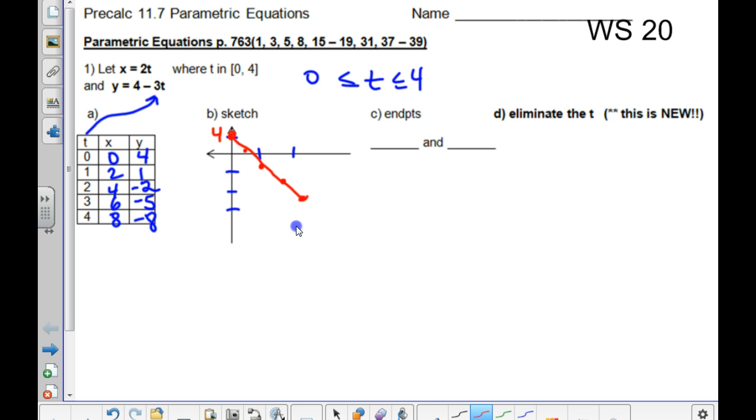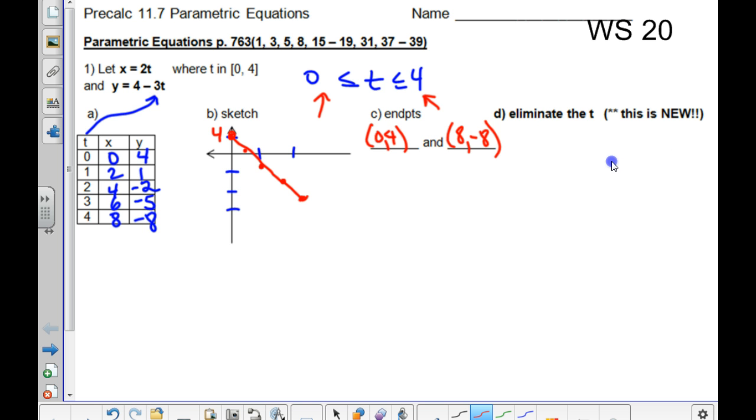All right, so you've all done this before, chapter 3. The endpoints were where? When you put in t equals 0 and you put in 4, we ended up with 0, 4 at one end and 8, negative 8 at the other end. And the calculator will help us do that, the endpoints, as long as we set, remember, the t max and min to 0 and 4. Now, eliminate the t.